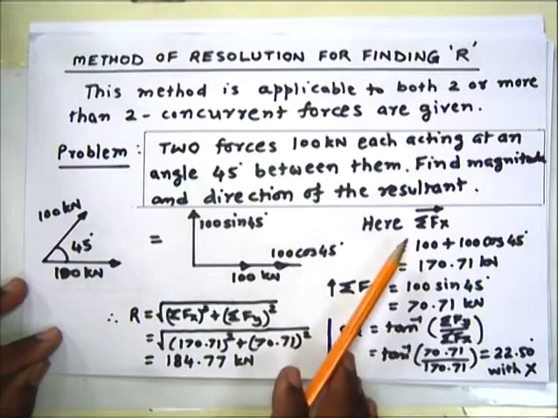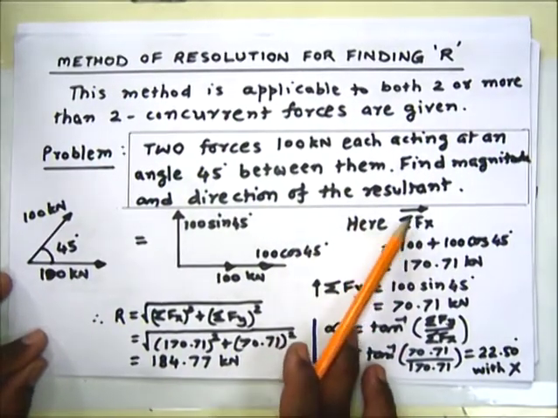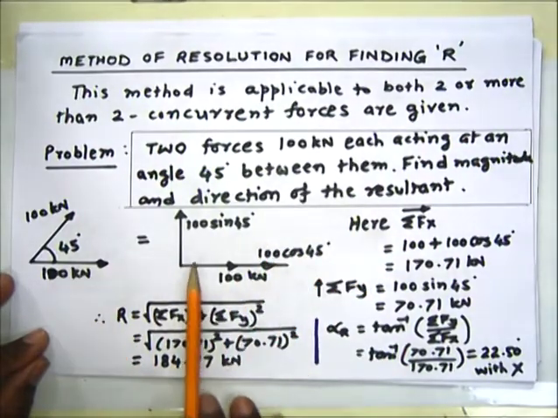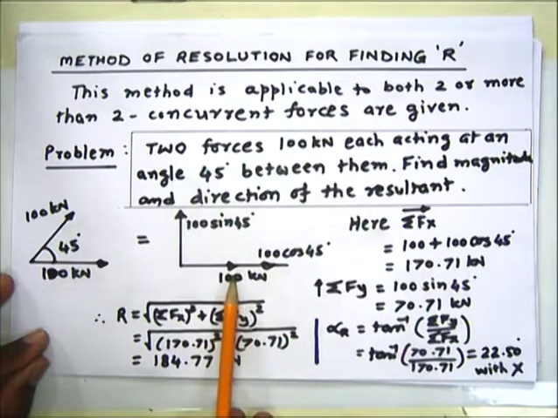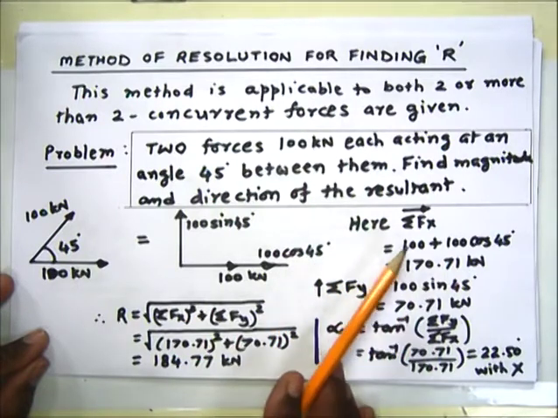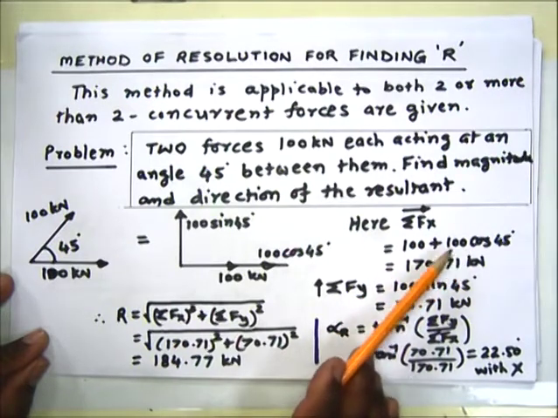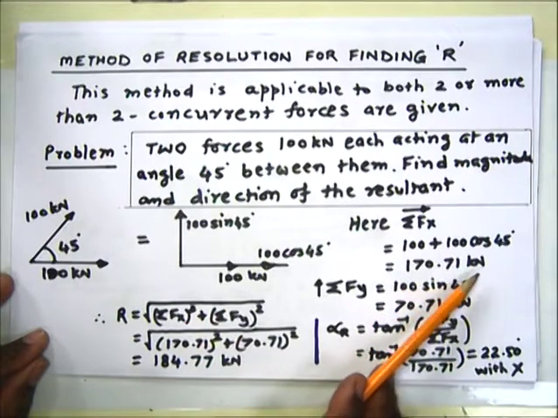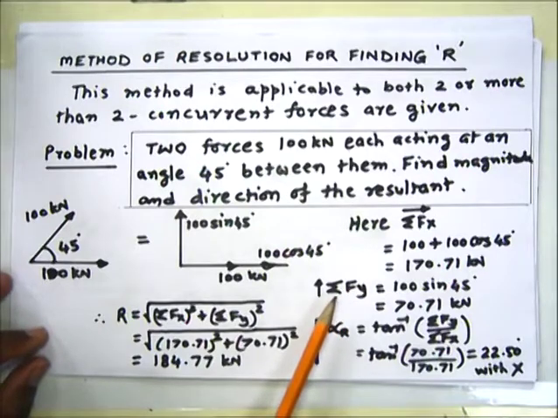Then finding sigma Fx, with this sign as plus, we can do the summation along the x direction. So here there are two forces, 100 kN and 100 cos 45. So 100 will be plus and 100 cos 45 will also be plus, and that will give you the value 170.71 kilonewton.